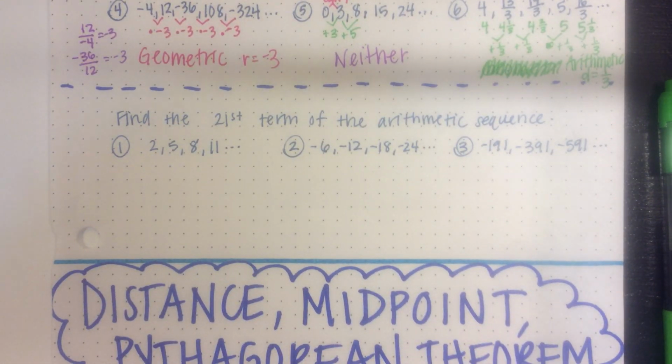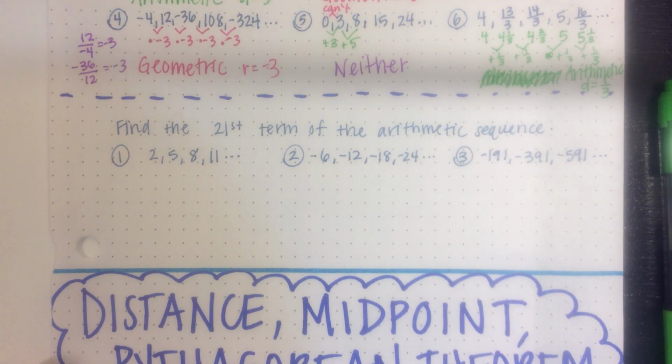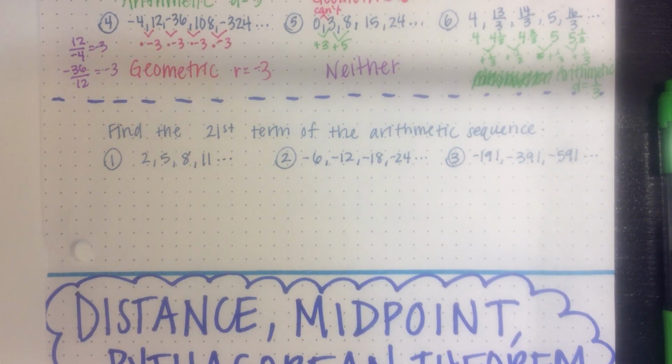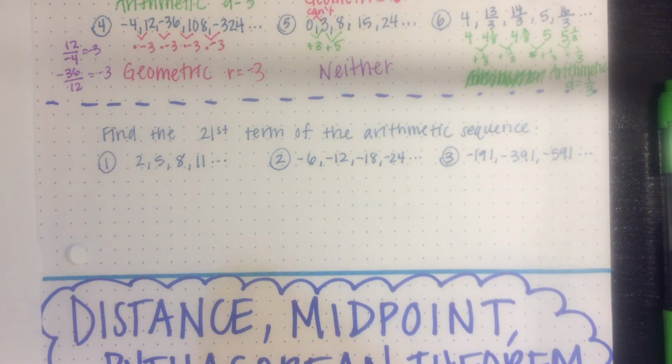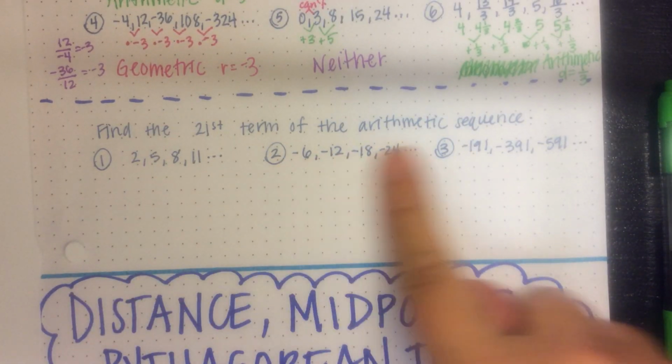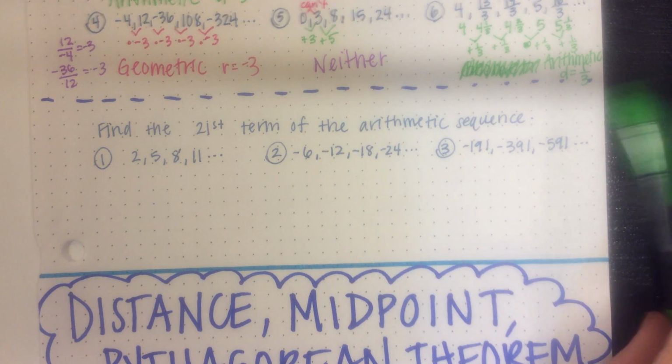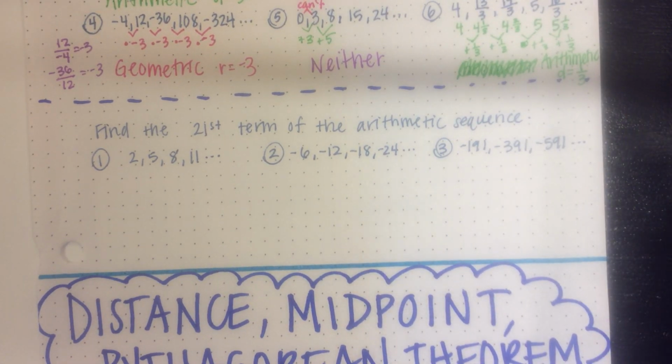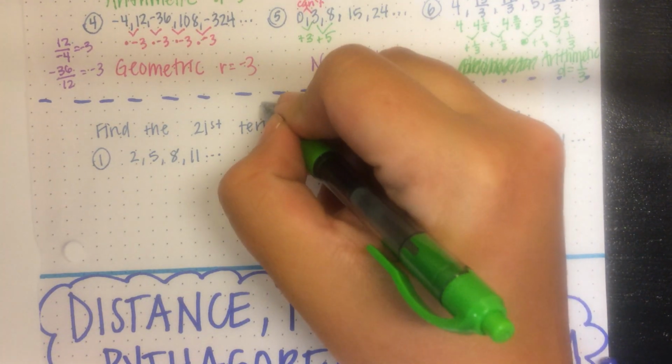Okay, last part, we want to find the 21st term of this arithmetic sequence. Now 21's not the worst. You could figure out your common difference, and you could write out all 21 terms. That's going to take a little while, especially if they're bigger numbers, or if I were to ask you for the 104th term. It's going to take you a long time. So what we're going to do to figure these out is use that explicit formula. I'm going to jot that down up here just so we're reminded.